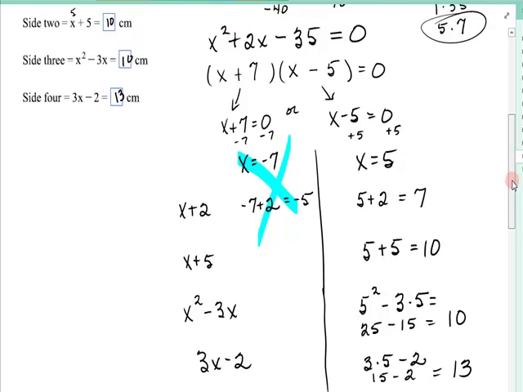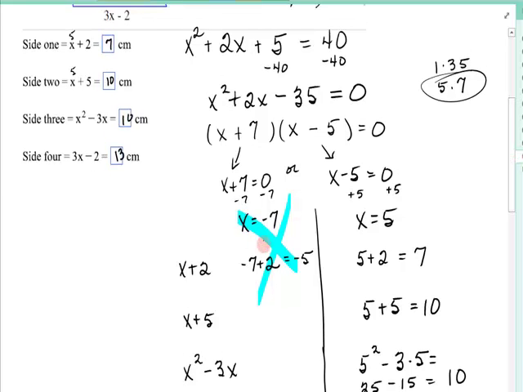Now, in this problem, although I got 2 values for x, the problem never said, what is x? The problem said, what are the lengths of the sides? Once I plugged in negative 7 and got a negative length, that's impossible. I threw that answer away and I'm not going to proceed with it. For the other one, I put in 5 everywhere there was an x and I calculated my sides.